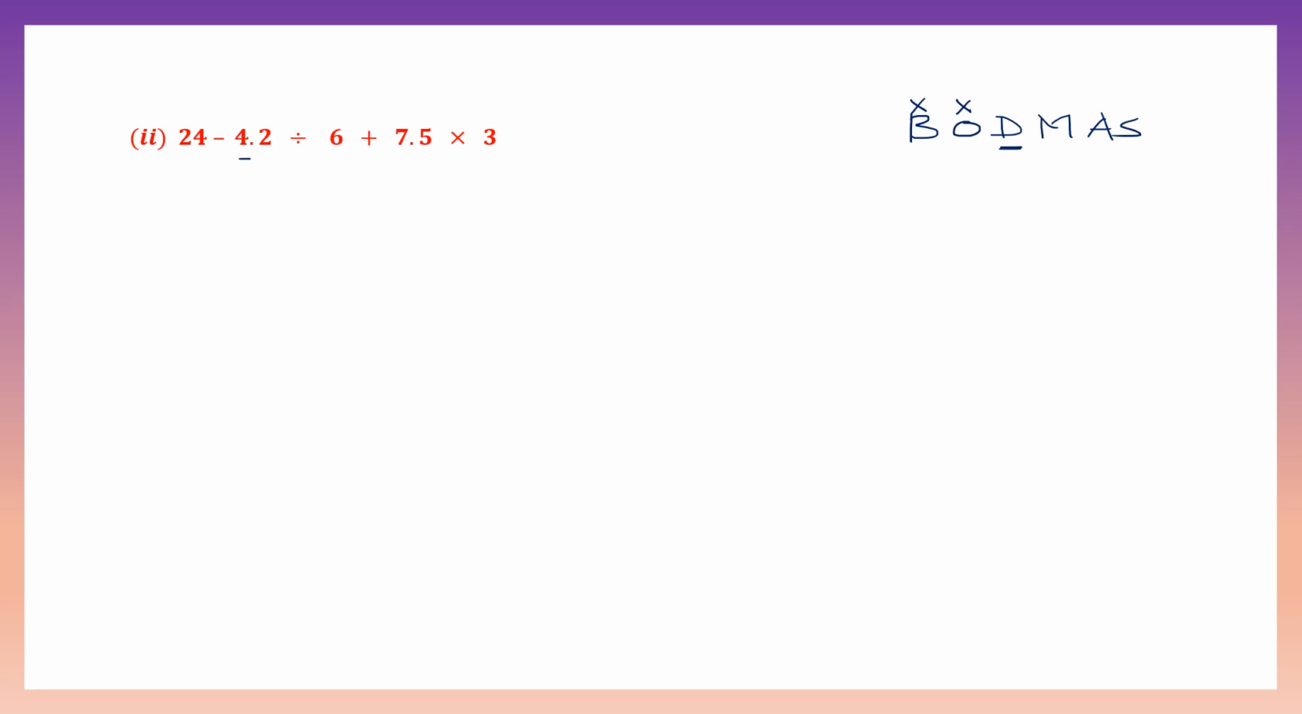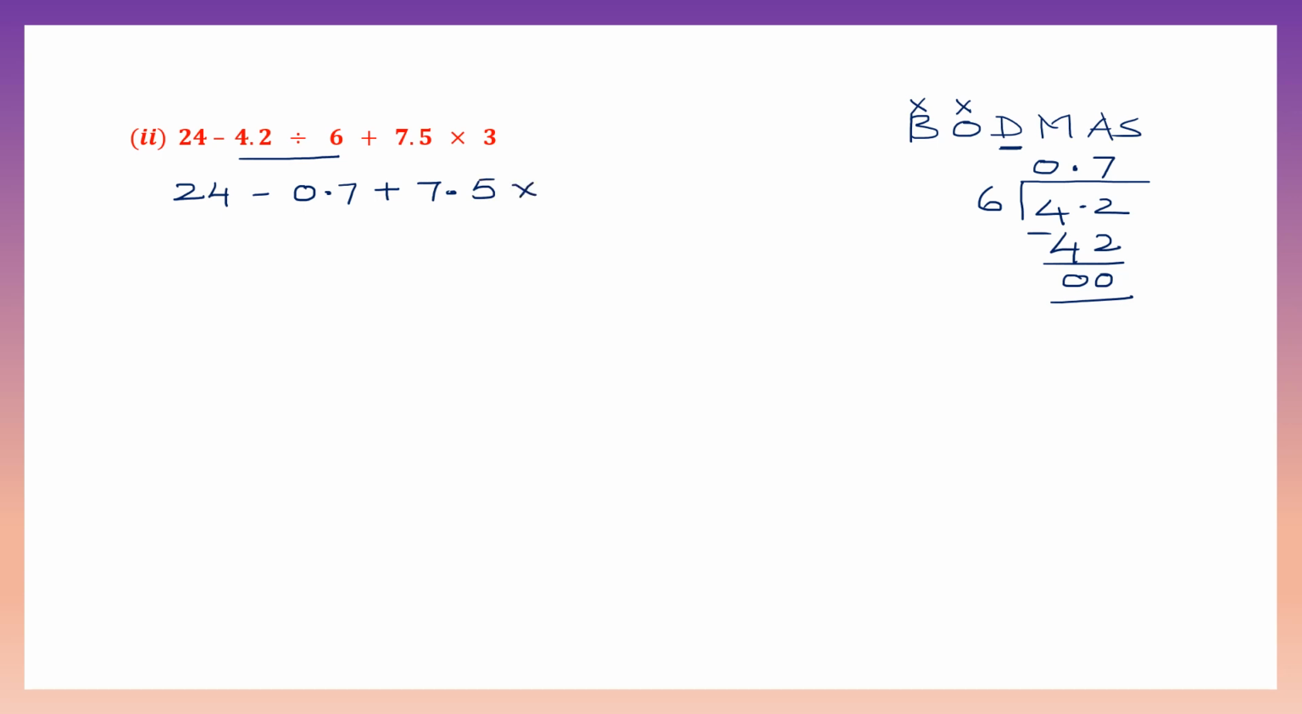Now we have division here. 4.2 divided by 6. Now let's do that. 4.2 divided by 6. So that will be normal division. 4 is small, so I'll put a 0 and carry this point on top. 4.2, we'll take it as 42 now. 6 sevens are 42. So I've got 0.7. So here this will be 24 minus 0.7 plus 7.5 into 3.